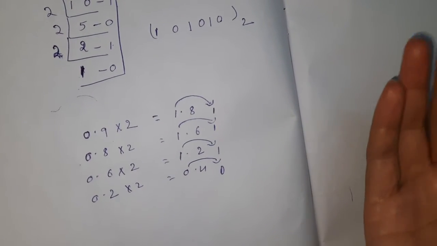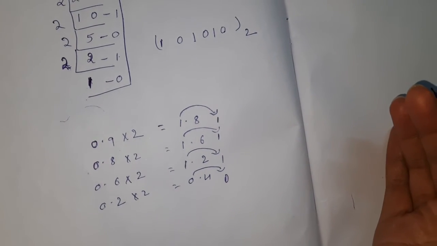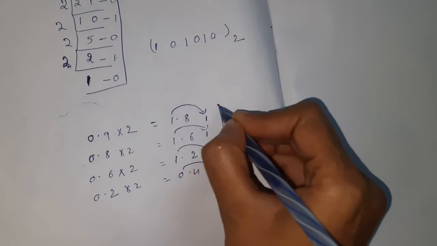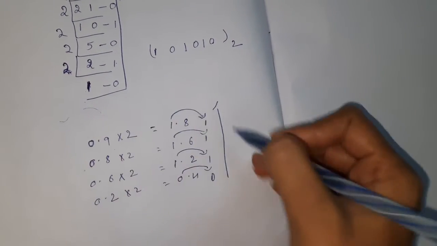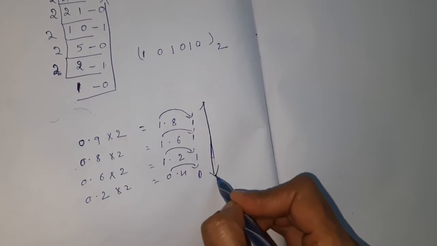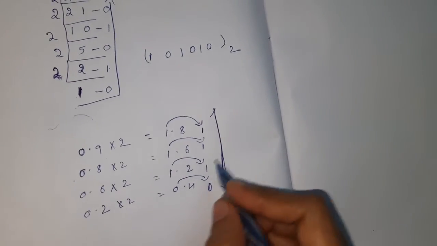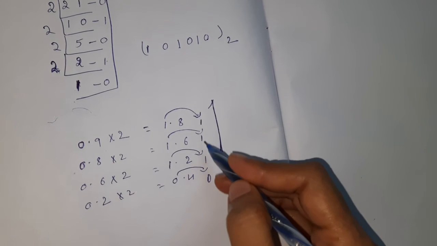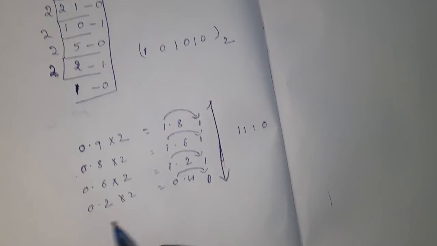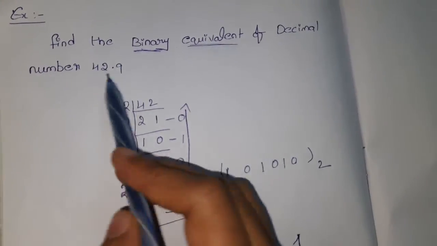You can truncate up to 2 values, 3 values or 4 values depending on the option given. For the multiplication process you take from top to bottom, but for the division process you take from bottom to up. So for 0.9, what we got here is 1110.